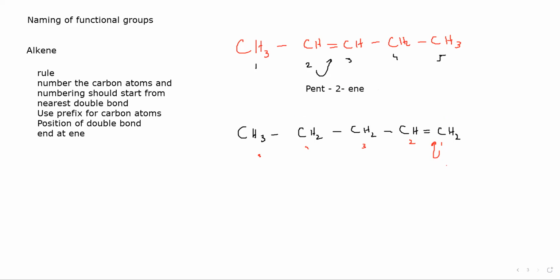Because there are 5 carbon atoms, the prefix I should use is pent, and 1 is the position, so I can say pent-1-ene. Pent because of 5, 1 is the position of the double bond, and ene is because of the double bond. So it is pent-1-ene, or when 1 is there, you can also say pentene.